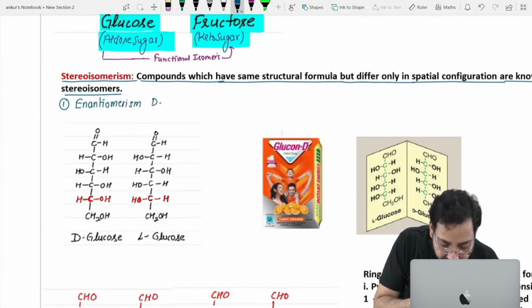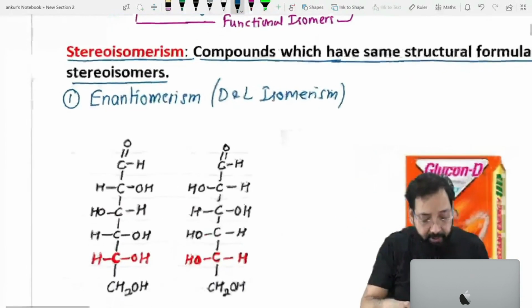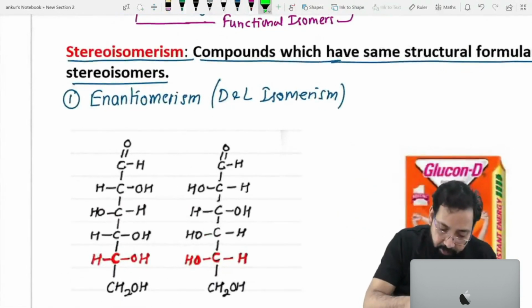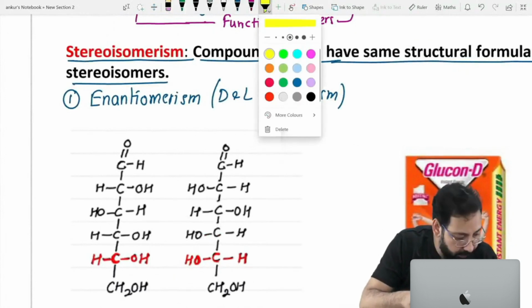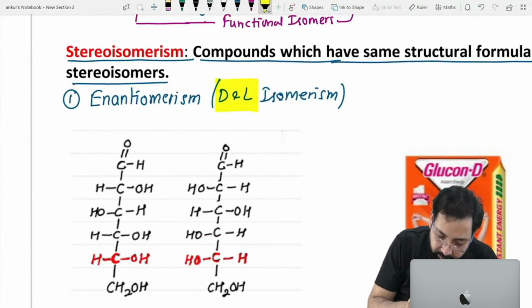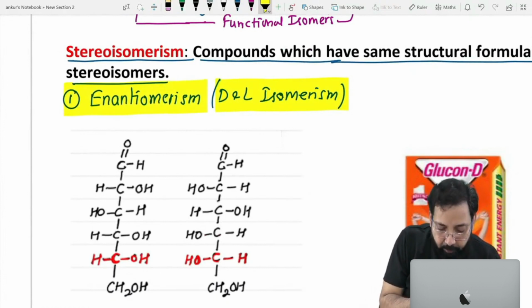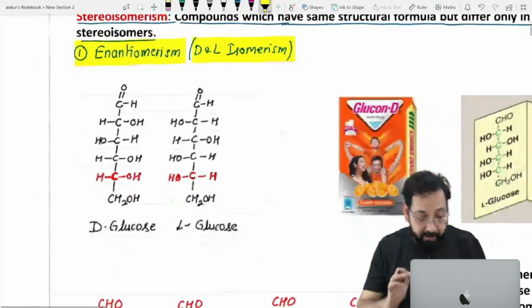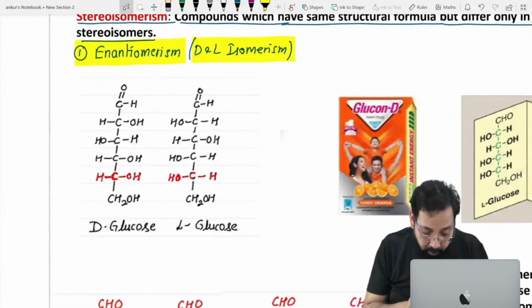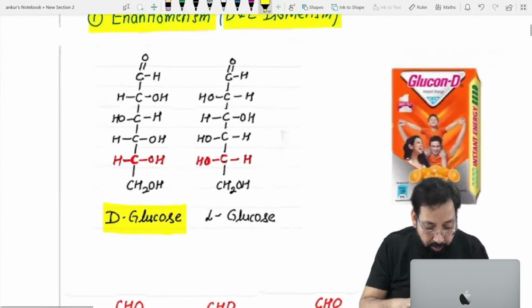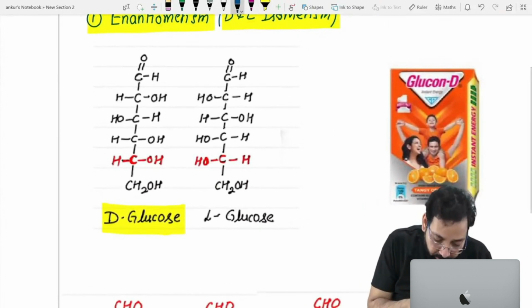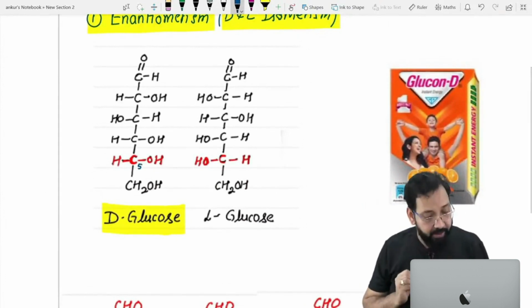Enantiomerism is also called capital D and capital L isomerism. What is capital D and capital L isomerism? Suppose I give you this glucose molecule. In this glucose, carbon number 5 is asymmetric.